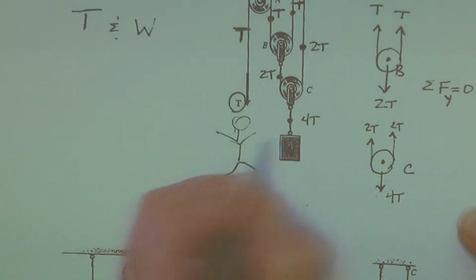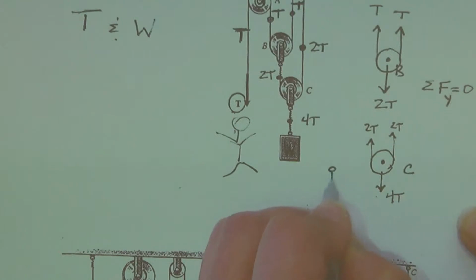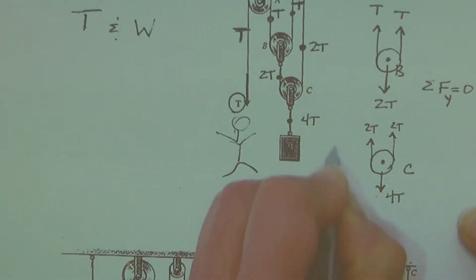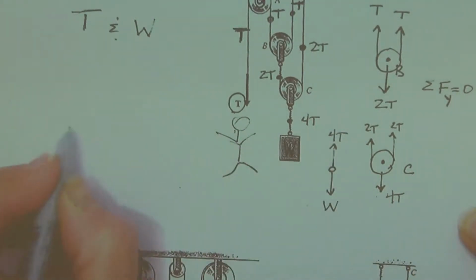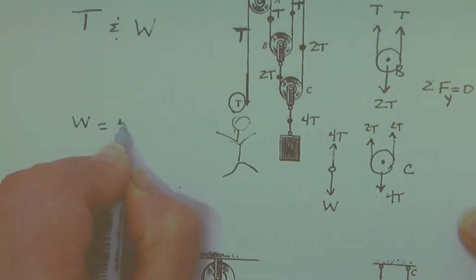So then I could draw a free body diagram of this link. I have a weight going down, and I have 4T going up. What is weight equal to? 4T.